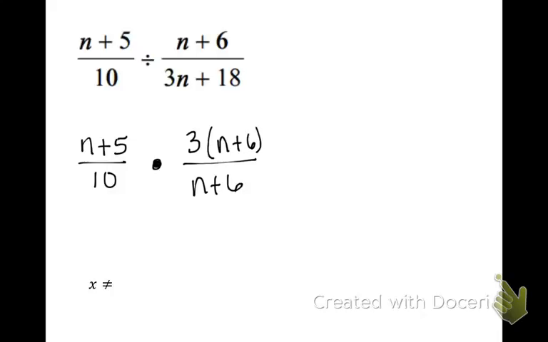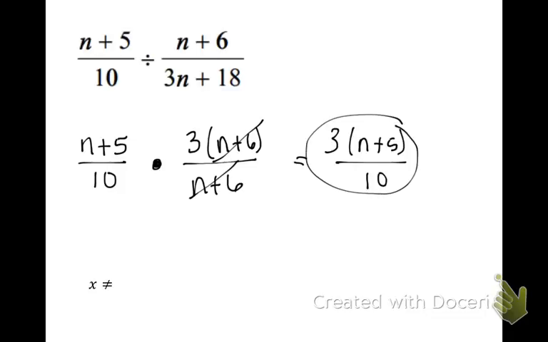Okay, so now I can simplify. I have an n plus 6 on the top and the bottom. 10 and 3 don't simplify, so I can't do anything there. My final answer is just going to be 3 times n plus 5 all over 10. Again, we can't simplify the 5 and the 10 here because the 5 is attached to the n by addition. So here's my final answer. Again, no restrictions because I don't have an n in the denominator.